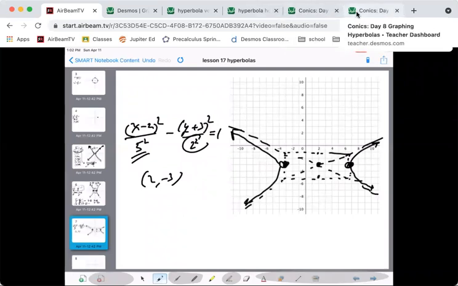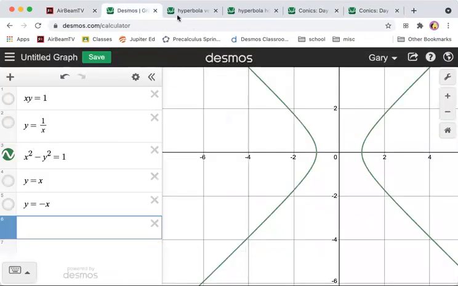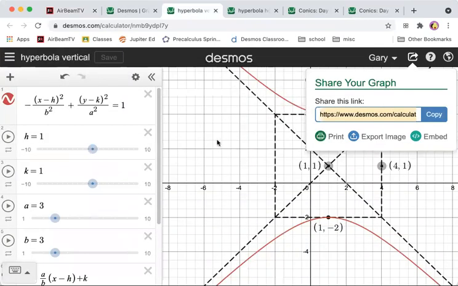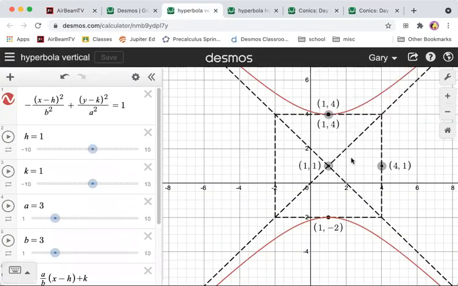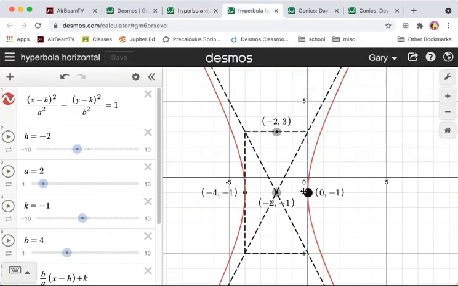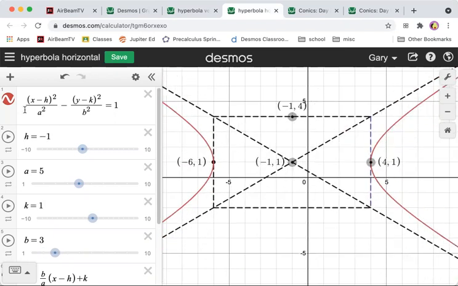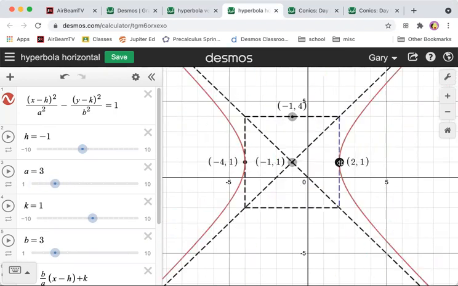In the Desmos activity, actually, I have these links also. Not that, but these. So there's links in the Google Classroom where you can drag around the, not that one, sorry, but this one. It says Hyperbola Horizontal. I'll talk about the other one after. So you can mess around with changing the size of the box and moving the center around. Here's the equation, x minus h squared over a squared minus y minus k squared over b squared. So you can mess around with that.